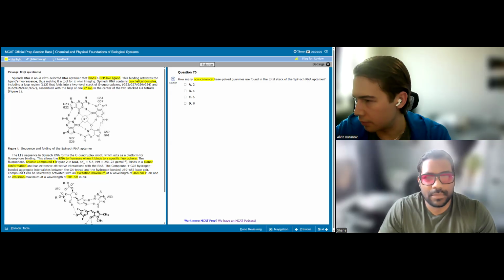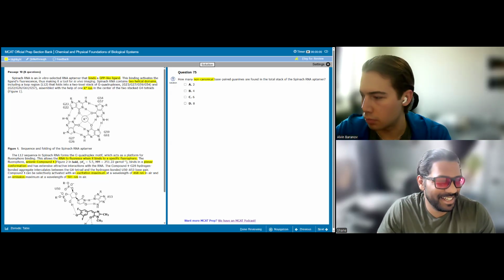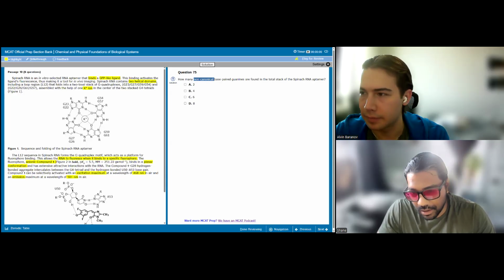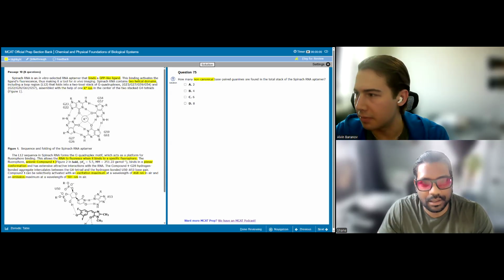So, have you ever seen this word? Non-canonical? What does it mean?